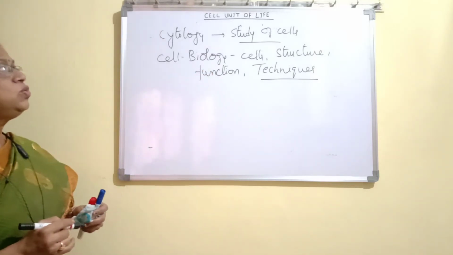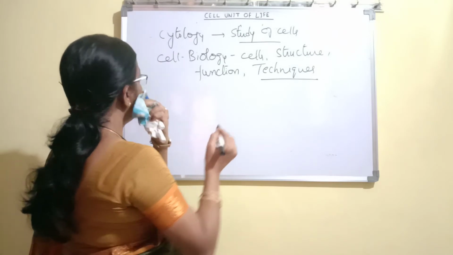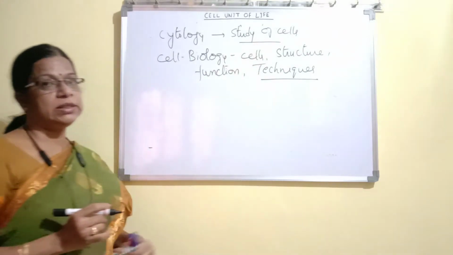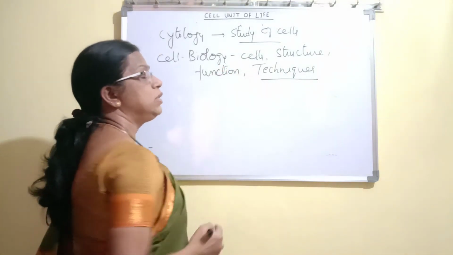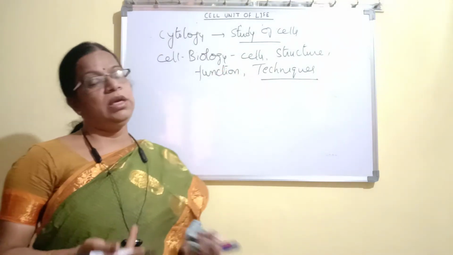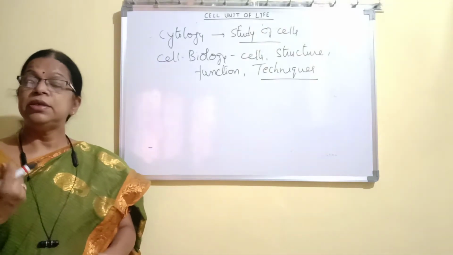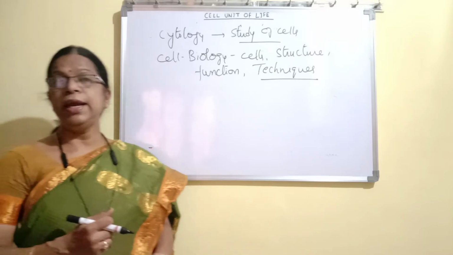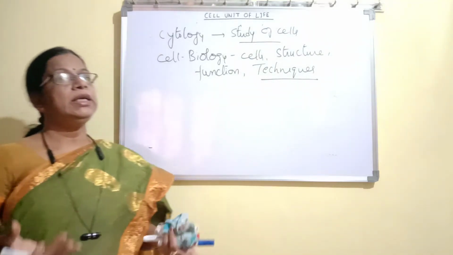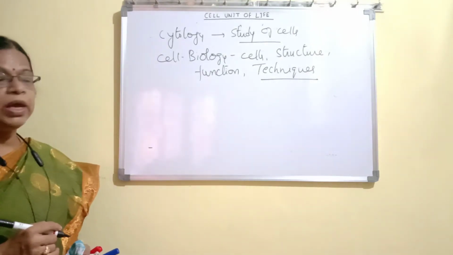These days we use the word cell biology but not just cytology, because cytology means it is only the study of cells, structure of cells. Whereas cell biology includes not only structure and function, but all the techniques involved. What do you mean by techniques? Like we use different chemicals to study cells. We also use different types of microscopes to understand cells. All these come under techniques. So that is called cell biology.